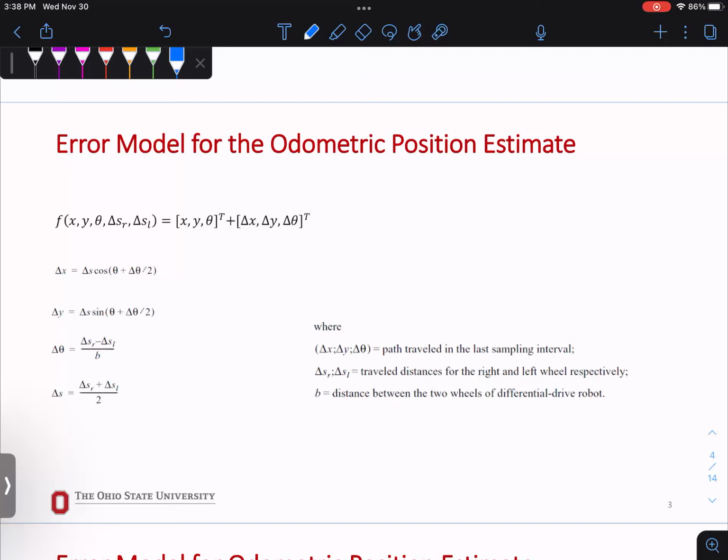Now, a couple of the definitions of delta x, delta y and delta theta: they all are related to the wheels. The reason is that if we want to control a position, we have to control the wheel travel. All right. And delta S is basically the average of right wheel and left wheel travel.